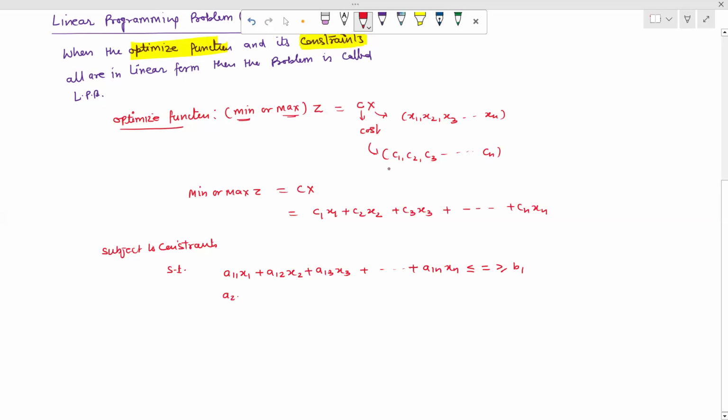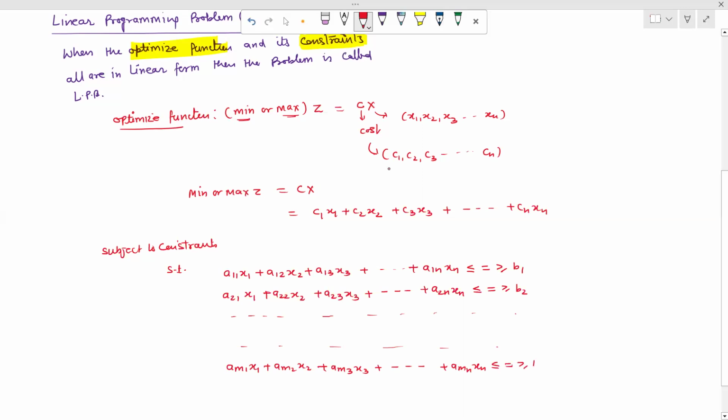Similarly, the second constraint may be a21x1 plus a22x2 plus a23x3 and so on plus a2nxn, less than or equal to, or greater than or equal to b2. We can write this down for the third, and for the fourth, or the general term: am1x1 plus am2x2 plus am3x3 and so on plus amnxn, less than or equal to, or greater than or equal to bm.